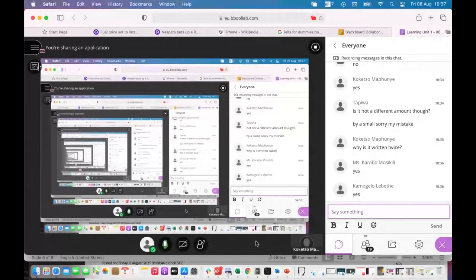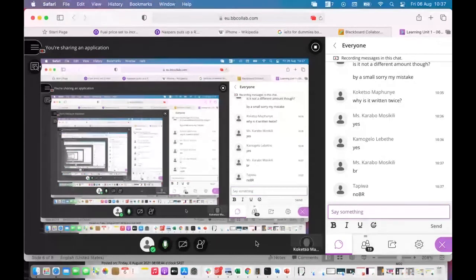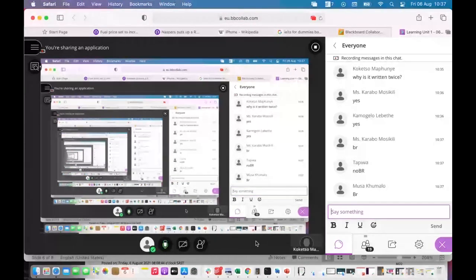It isn't there. So what do we do? We circle that amount so that we can see this hasn't been dealt with, and then we write, what do we write next to it when we see that the bank has not recorded something or has made an error? Thank you very much. We record BR next to it. Thank you, Tapiwa. Thank you, Musa. Thank you, Karabo. We put BR next to it.